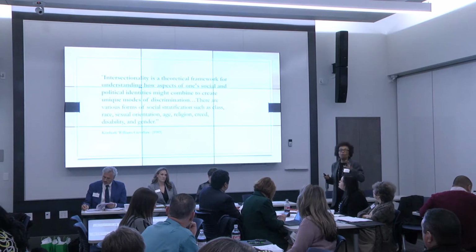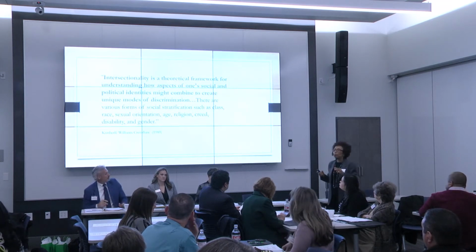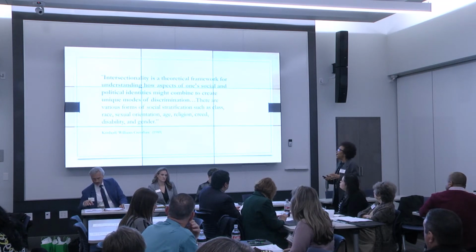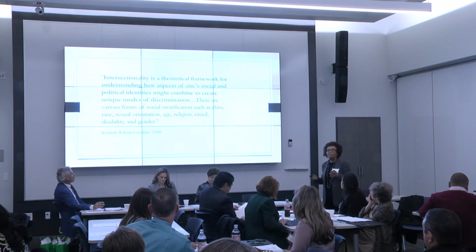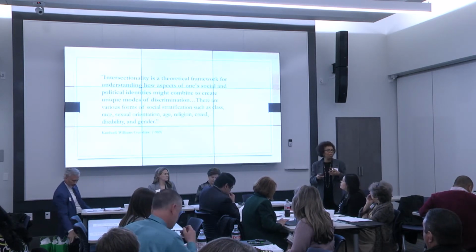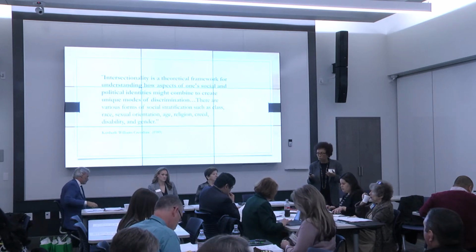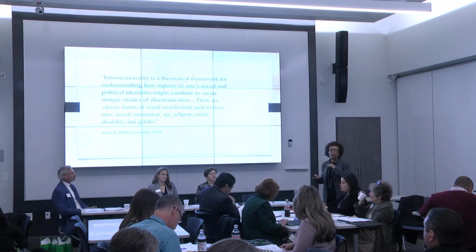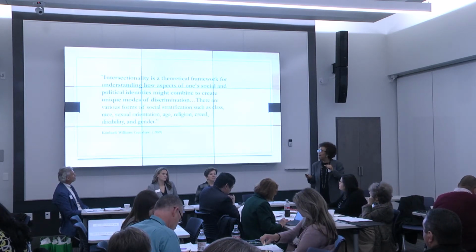There are various forms, and this is just a few of the areas we'll be looking at. How does social stratification, such as class, race, sexual orientation, age, religion, creed, disability, and gender, all work together to give us a picture of our students, a picture of where we are? I'm going to use some of our older data to show you what I mean by that.